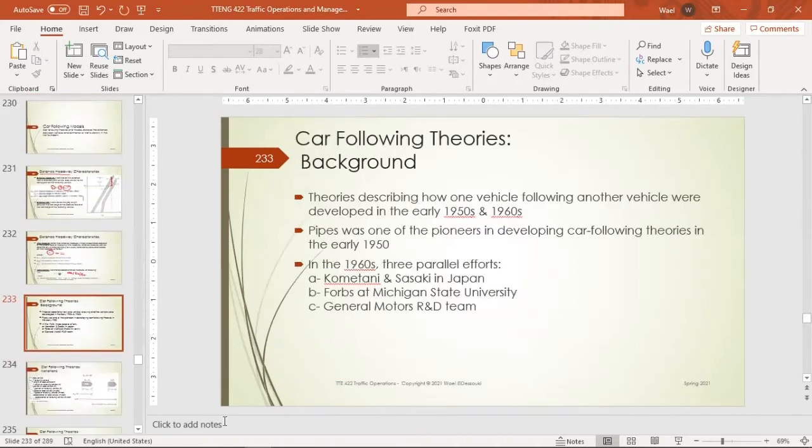Okay. Car following theories. Let's have some background about it. The theories describing car following behavior started as early as the 1950s and 1960s. Pipes was one of the main contributors to this, and Forbes in the early 50s and 60s. Then in the 1960s, there were three parallel efforts by a group in Japan led by Komatsu and Sasaki, Forbes at Michigan State University, and the General Motors Research and Development team. These were the three core contributors to the development and evolvement of the current car following models.